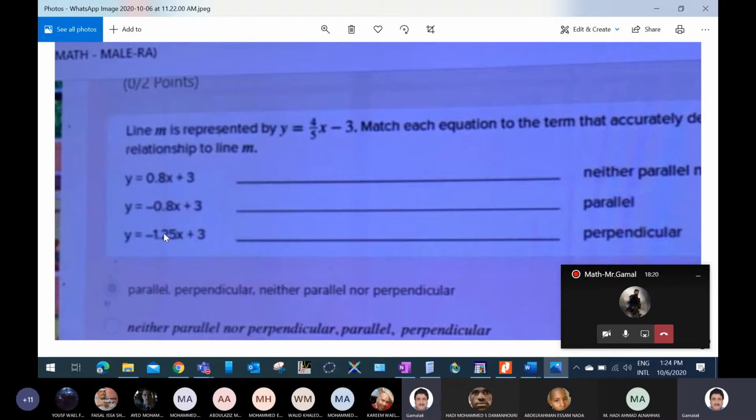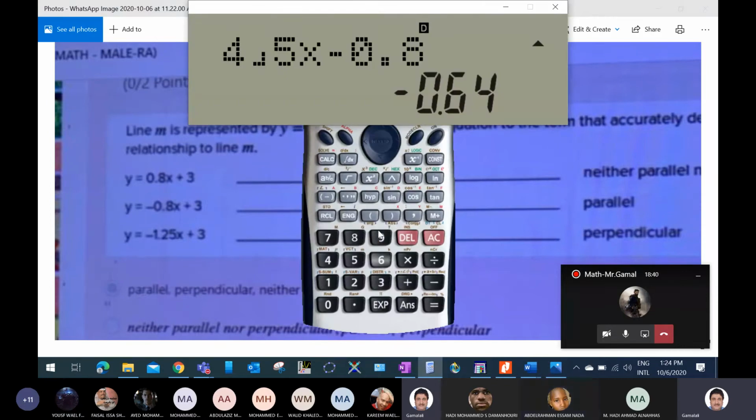Look at this line and this line. What is the slope here? 4 over 5. And what is the slope here? Negative 1.25. Are they equal? No. So they are not parallel. Can we multiply the two slopes? Yes, we get negative 1.